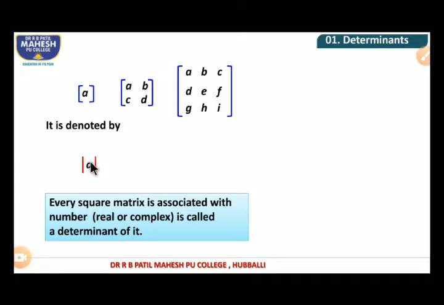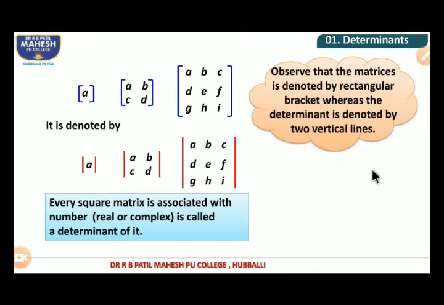Students, see here: we take square brackets for the matrix, but we take two vertical lines, so that it is the determinant of A. We can apply the determinant to this matrix also, so it becomes the determinant of A, B, C, D. Similarly, for the third order, A, B, C, D, E, F, G, H, I, here also we have taken vertical lines. Observe that the matrix is denoted by rectangular brackets, whereas the determinant is denoted by two vertical lines. This is the difference between the notations of matrices and determinants.